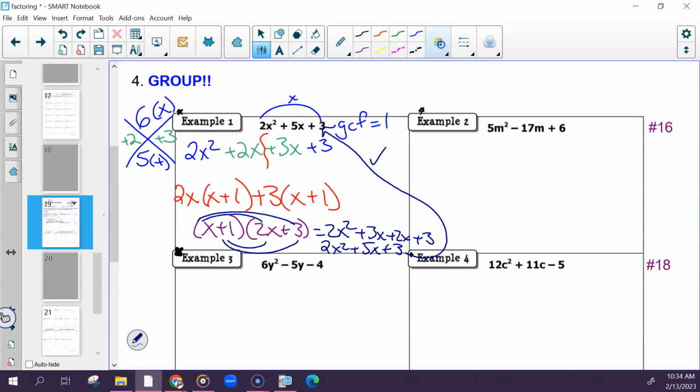What questions do we have about any of this process before we move on to the next one?